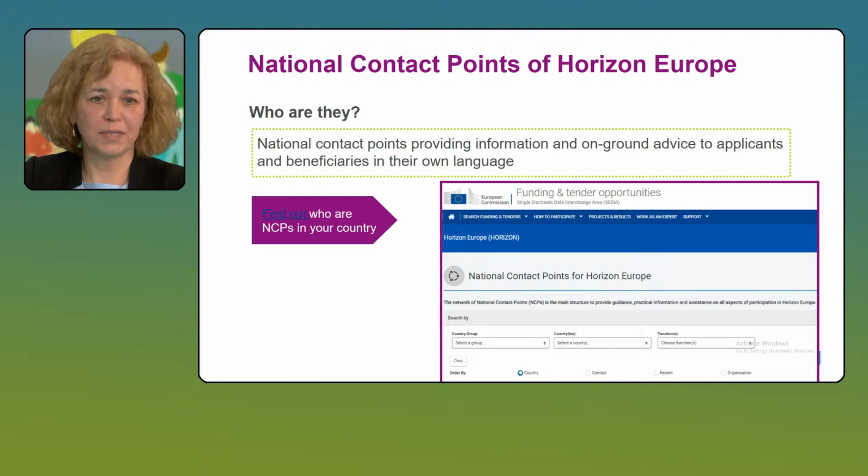For the national contact points, they were mentioned several times. You can also find a complete list per country and per type of national contact point in the Funding and Tenders portal. So if you go under the support, please select Horizon Europe as a program, and then you will have access to the national contact point list. Next slide, please.